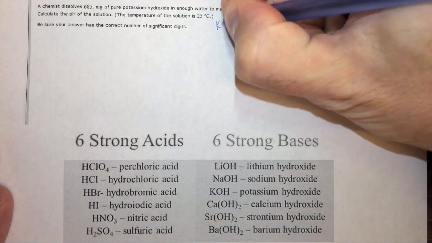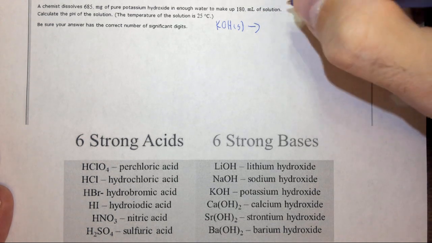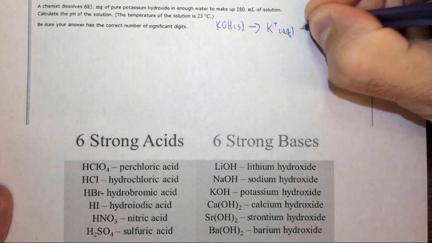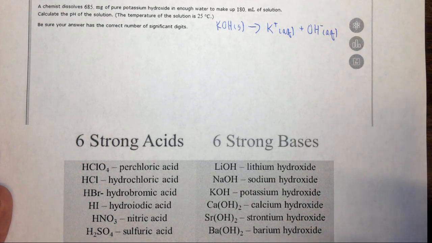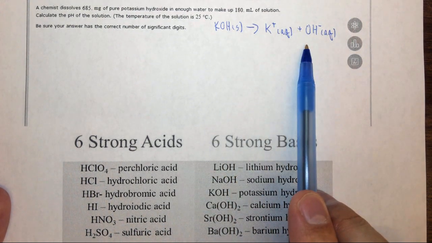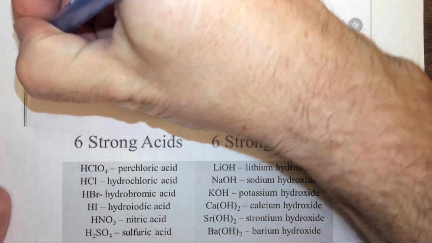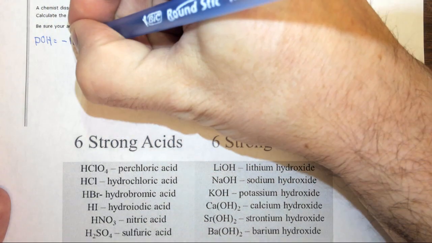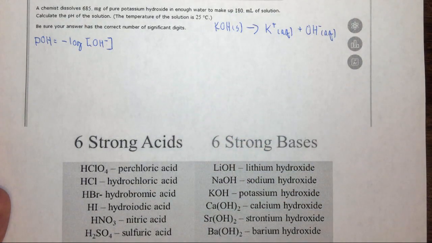We have KOH, potassium hydroxide, solid, which is a strong base, which will completely dissociate in water to form K+ aqueous plus OH- aqueous. So KOH dissolves in water to form hydroxide. We can find the pOH because this will completely dissociate. pOH equals the negative log of the concentration of OH-.